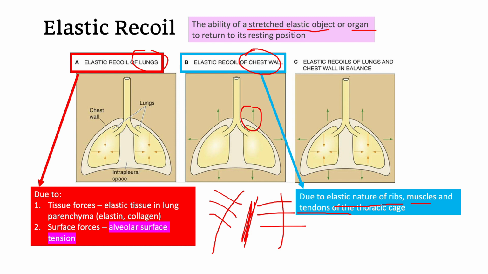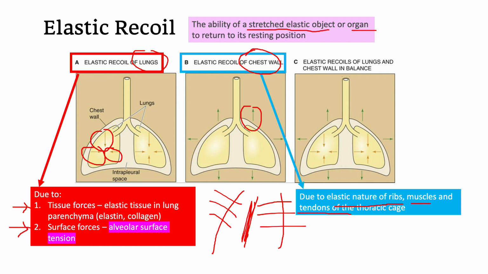Then we also have the elastic recoil of the lungs, which is in the opposite direction to the chest wall. Here the lungs are prone to shrink, to pull inwards. Let's say you take a lung out of a human and put it on the table, the lung will shrink. It will shrink because of two forces: one is tissue forces and the other is the alveolar surface tension.